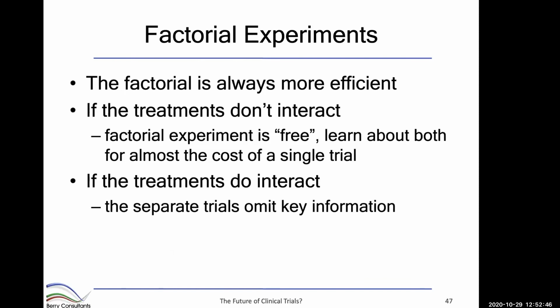Factorial designs are more efficient. If the treatments don't interact, the factorial experiment is essentially free. You learn about both for the cost of one. That's usually unintuitive, but I'm sure Heather would be happy to go through all the details. If the treatments do interact with each other, then running the separate trials, you can't estimate the interaction. Whereas with the combination, you can. That trial may need to be bigger. It's not free, but it's a key part of the scientific picture.